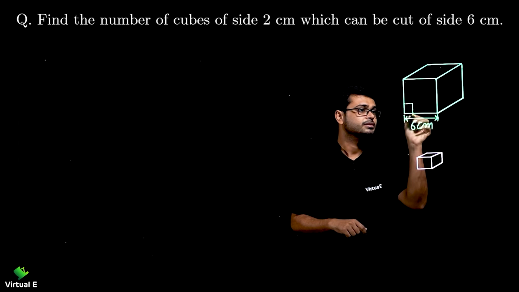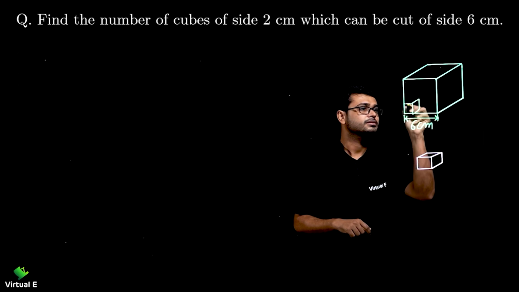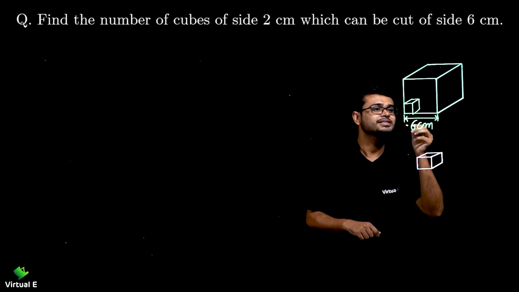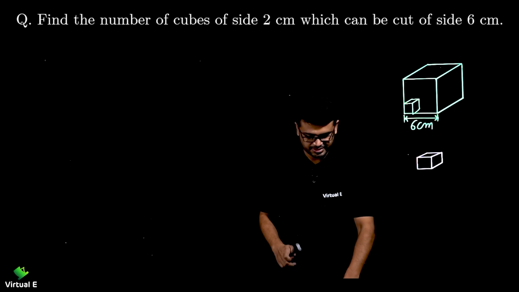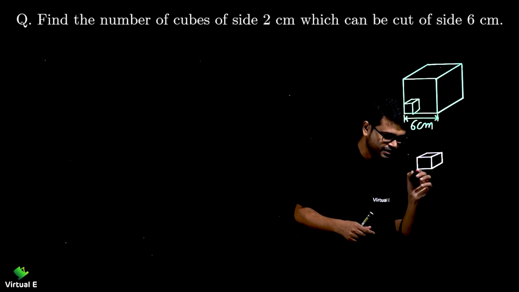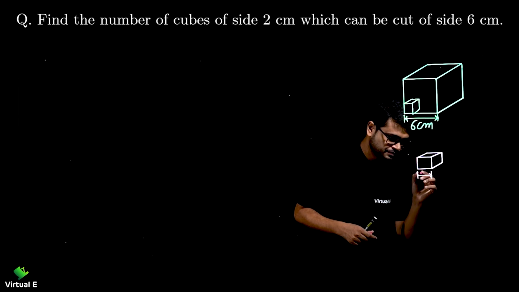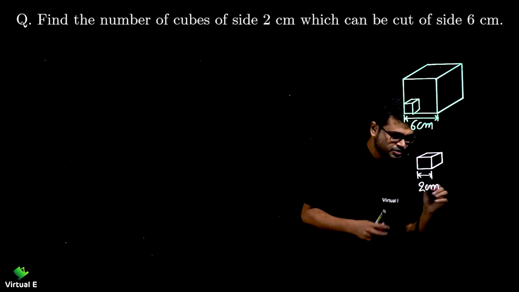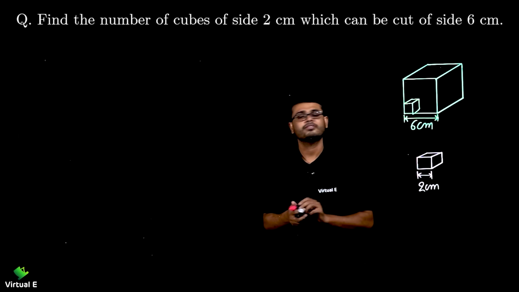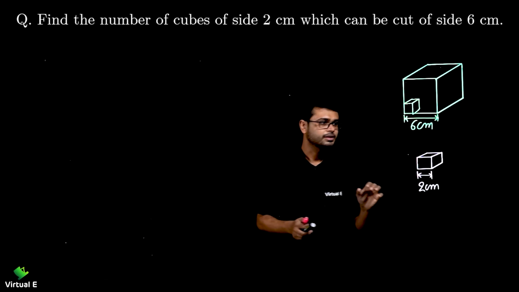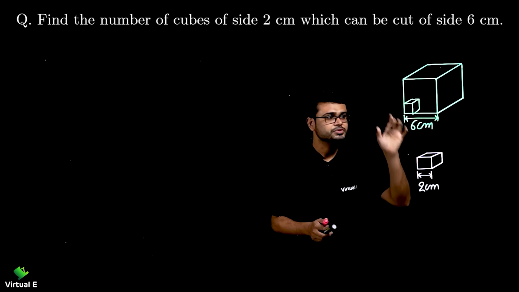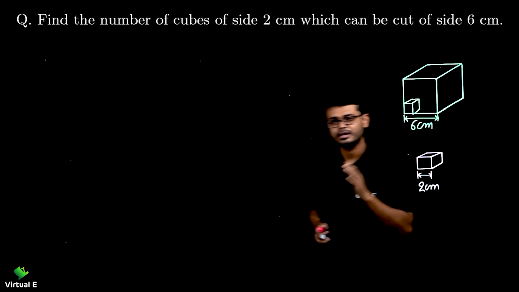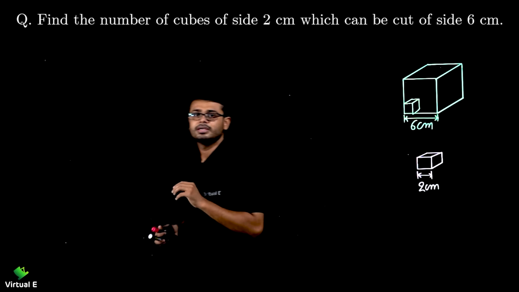Let's say this one. Yes, kind of, not exactly, but kind of. And that side is of 2 centimeter. This is just an example I have drawn for understanding, obviously. So how many can we cut from this bigger one? That we need to count, right? So this is the bigger one and we want to cut cubes of this size, which is 2 centimeters. So how many can we cut? How many cubes can we form?